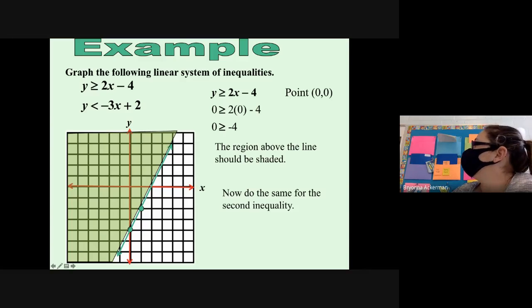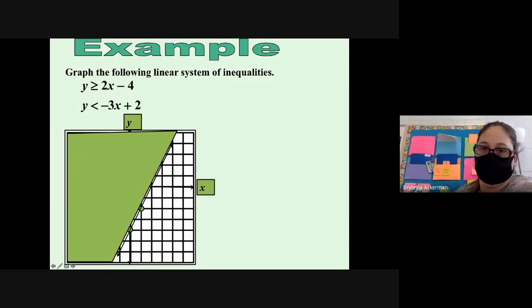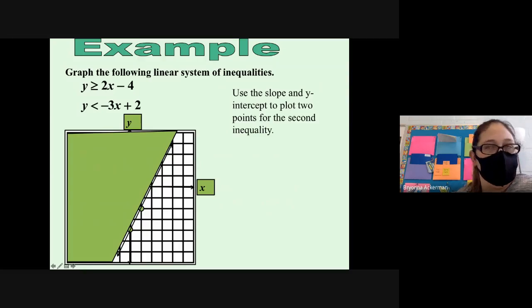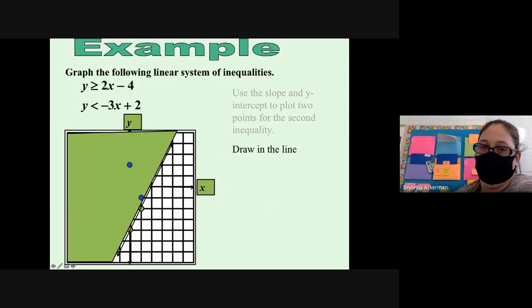Okay. Now we got to do the second equation. So we're going to graph y is less than -3x plus 2. The y-intercept is 2. So I'm going to put a point at 2. And then I can go down 3 over 1 for the second point, because that's the slope. You can also do it on a calculator, but this is easy because you already get, here's the y-intercept, and then down 3 over 1. And it's going to be a dotted line or a dashed line because it does not have an equal sign.